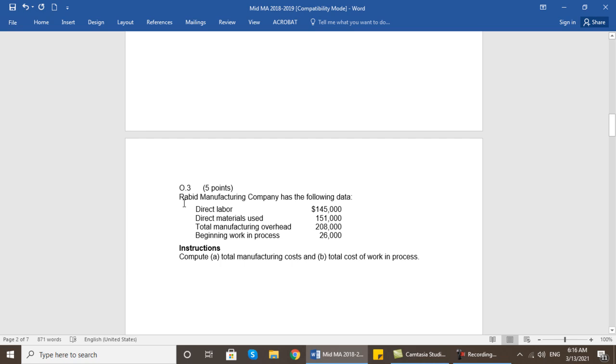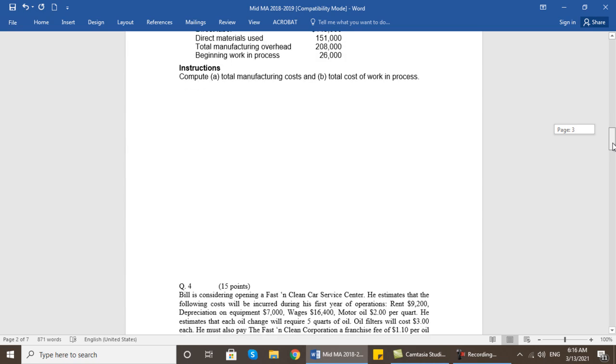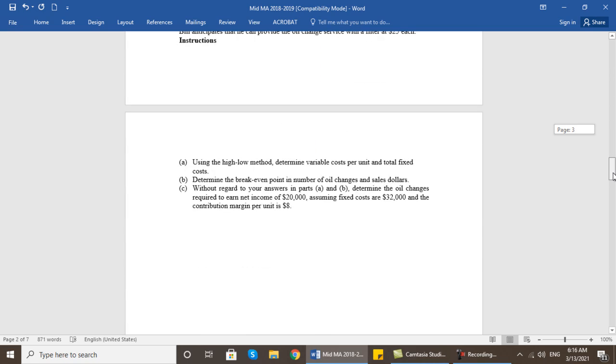Now, our manufacturing company has the following data: direct labor, direct material used, total manufacturing overhead, beginning work in process. Compute total manufacturing cost and total cost of work in process. As you see, this exam is on the model and on my page, and here's the answer.